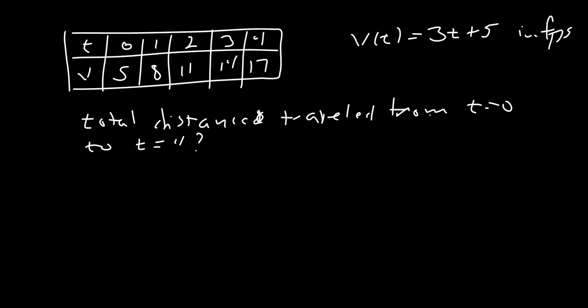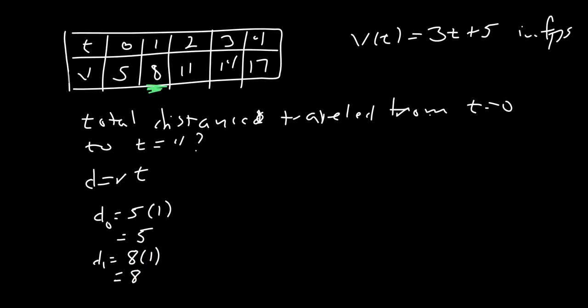The velocity is not changing a whole lot, so we could estimate that and say distance equals rate times time, right? For that first interval, at t equals 0, it's traveling at 5 feet per second. It'll travel that for 1 second. That's our estimate, so that's a total of 5. Over the next time interval, its velocity has increased to 8, so it'll travel 8 feet per second for that next second. That'll give us a total of 8 feet.